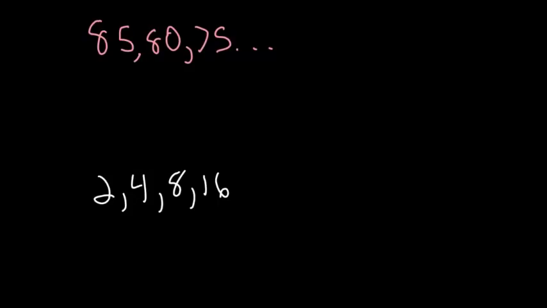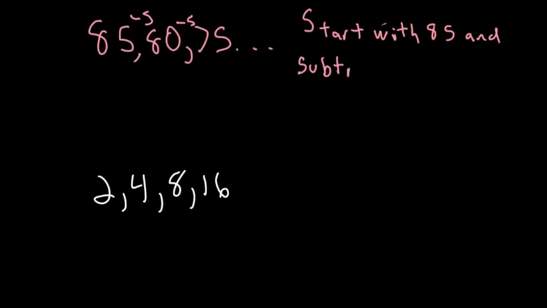Alright, so I got a couple more patterns here. My first one is 85, 80, 75. To get from 85 to 80, I subtract 5. To get from 80 to 75, I subtract 5. So my pattern is subtracting 5. To write my rule, I start with 85 and subtract 5 repeatedly.